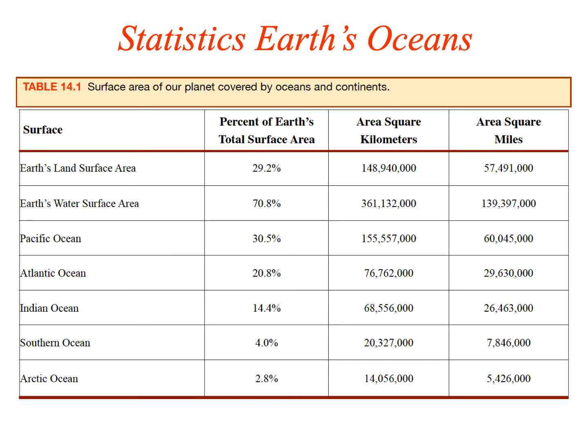Here are some important statistics about the Earth's oceans. The largest ocean is the Pacific Ocean, covering 30.5% of the Earth's surface. Then comes the Atlantic Ocean at 20.8%, the Indian Ocean at 14.4%, the Southern Ocean at 4%, so this is an ocean body around Antarctica, and the Arctic Ocean at 2.8%.